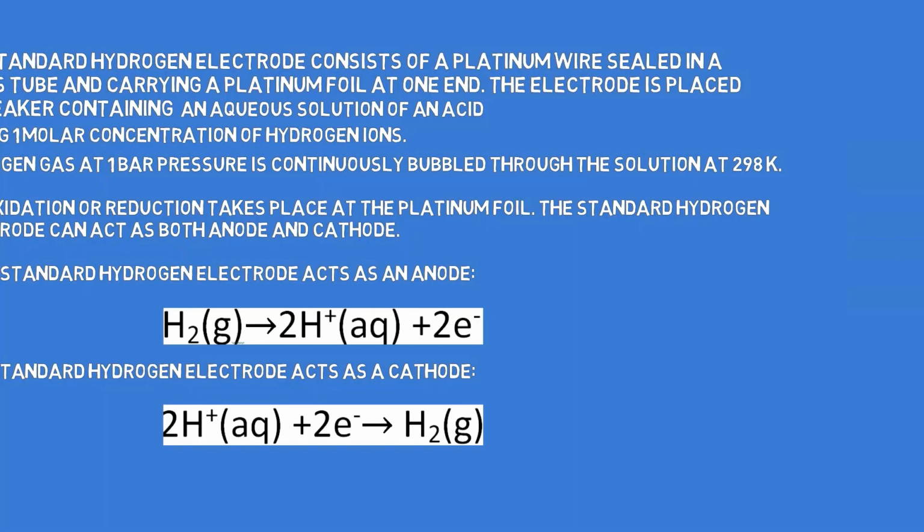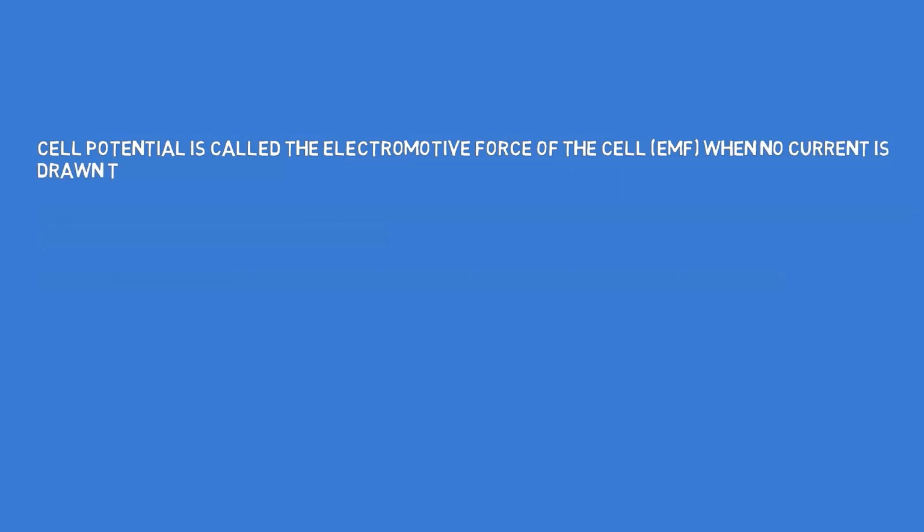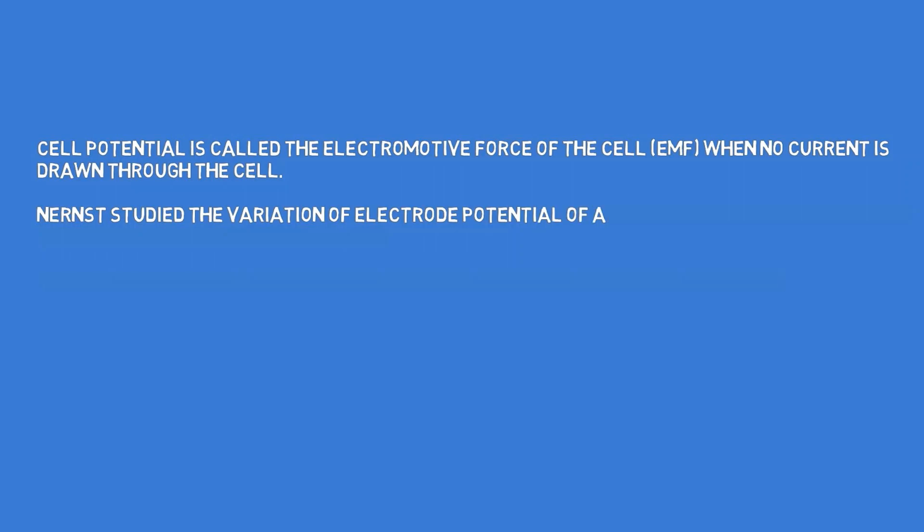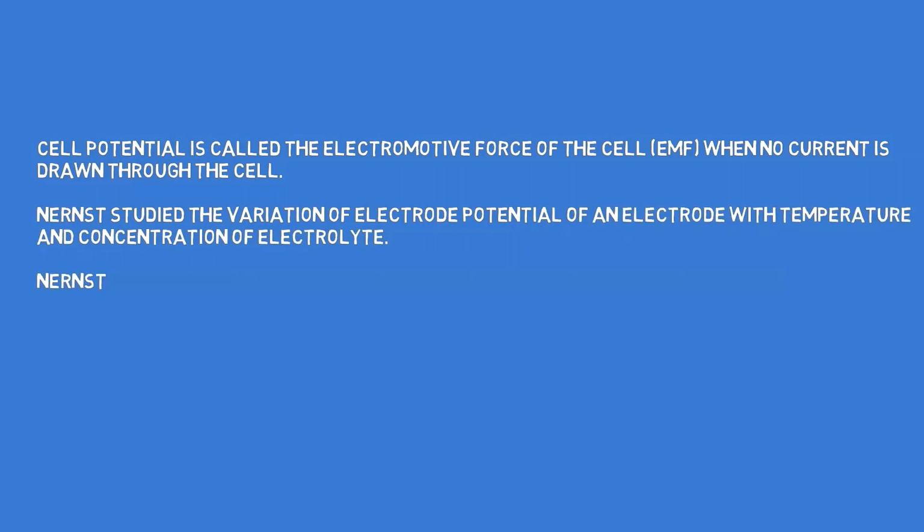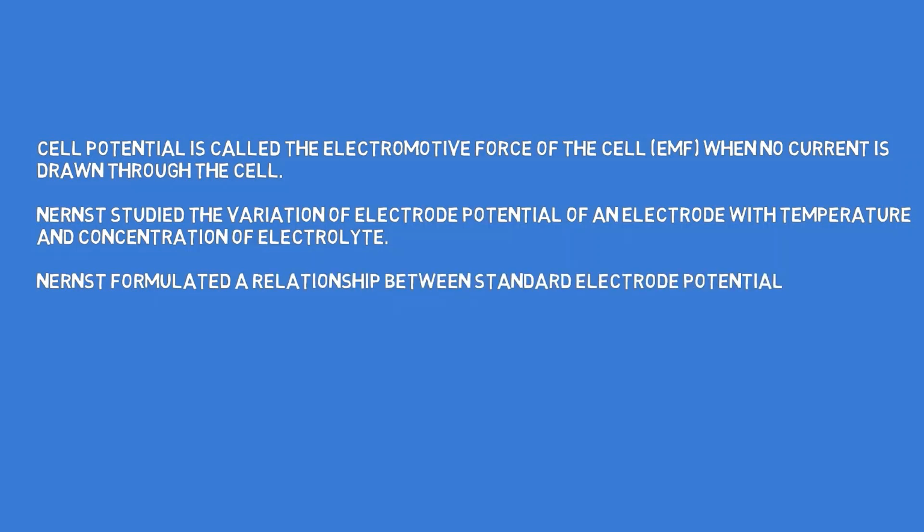Cell potential is called the electromotive force of the cell, EMF, when no current is drawn through the cell. Nernst studied the variation of electrode potential of an electrode with temperature and concentration of electrolyte. Nernst formulated the relationship between standard electrode potentials: E0 cell equals E0 cathode minus E0 anode.